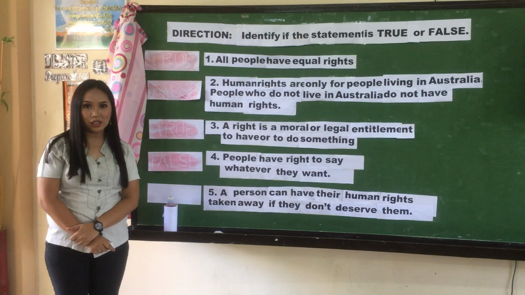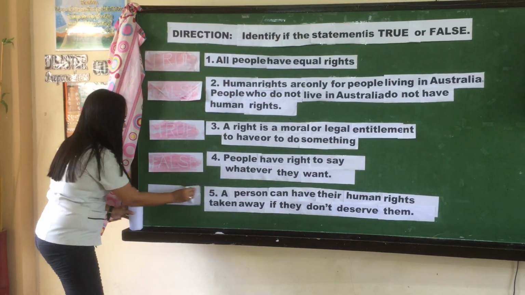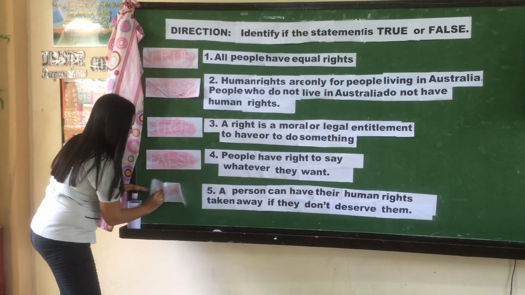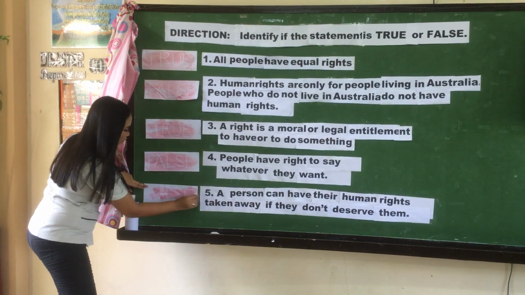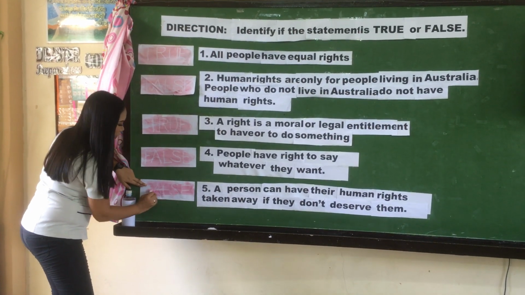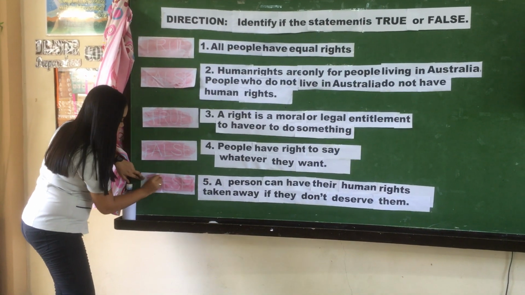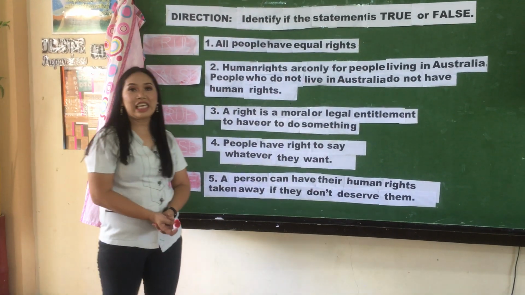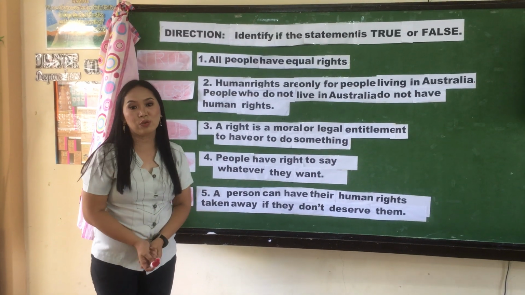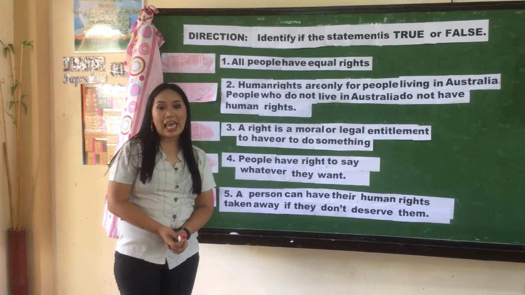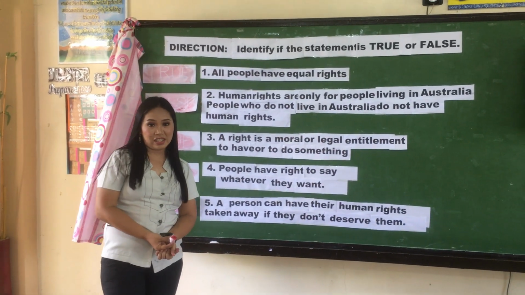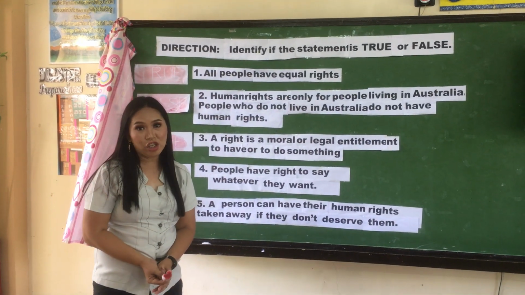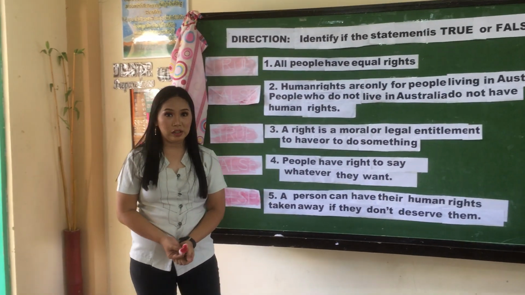What is your answer? Let's see if it's correct. Very good. The statement number 5 is false, because human rights cannot be taken away from you. Everyone has the right to be treated fairly and equally. However, this doesn't mean that abuses and violations of human rights don't occur.